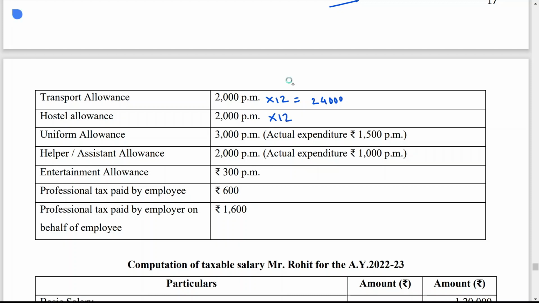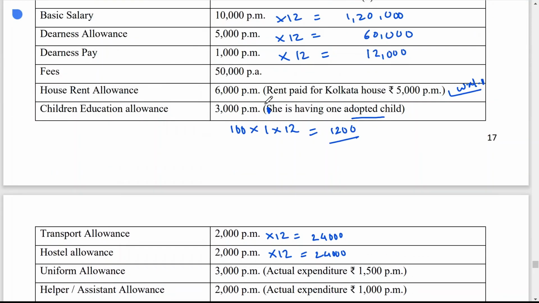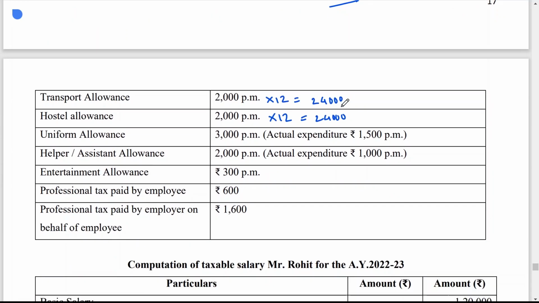Then hostel allowance multiply by 12 you have to make, that is 24,000. In children education allowance also you have to multiply by 12 because 3,000 multiply by 12, that is 36,000, and from this 36,000 you will get deduction of 1,200. And hostel allowance you will get deduction of 300 per month per child, maximum of 2 children. So 300 multiply by 1 multiply by 12. This deduction is available in case of hostel allowance.